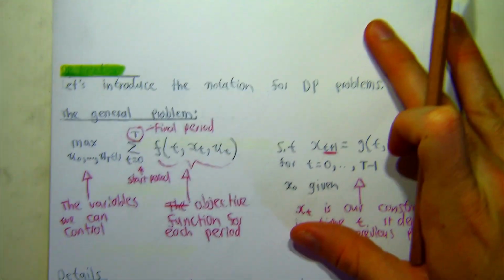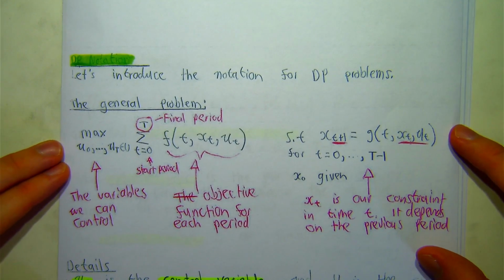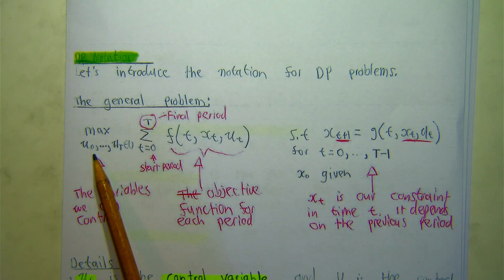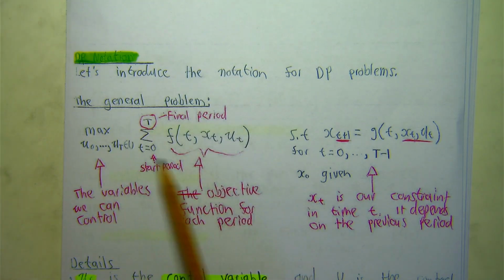Okay, so let's look at the notation for this. Often our dynamic programming looks something like this. This is a discrete time dynamic programming problem. You're given a maximization of an objective function that is this entire thing here.